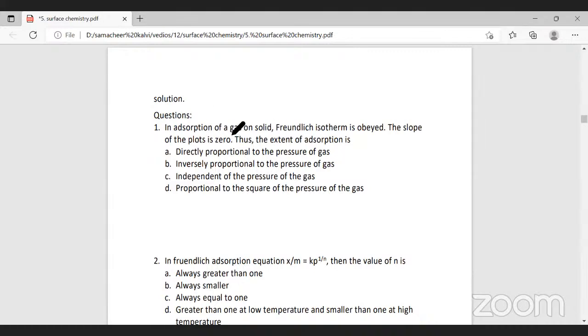In adsorption of a gas on a solid, gas is the adsorbate, solid is the adsorbent. Freundlich isotherm is obeyed. The slope of the plot is 0. Thus, the extent of adsorption is directly proportional to pressure of the gas, inversely proportional to pressure of the gas, independent of the pressure of the gas, or proportional to the square of the pressure of the gas.